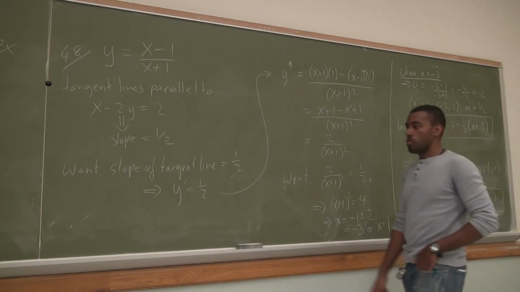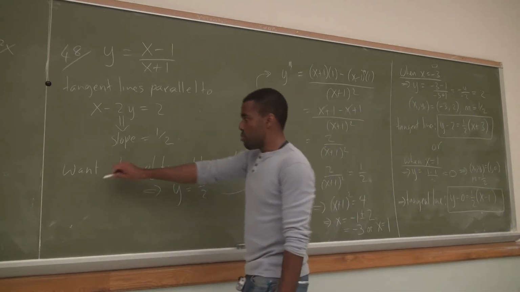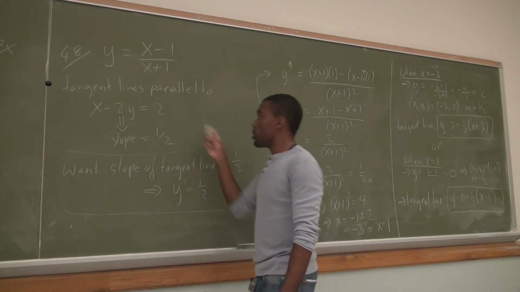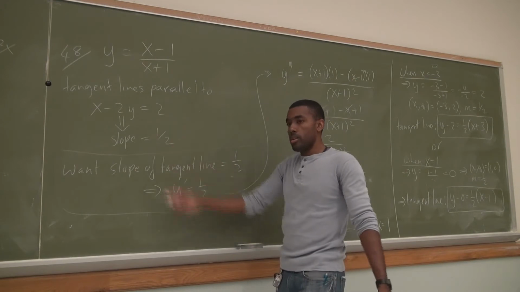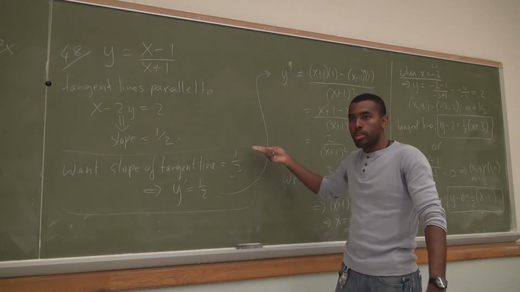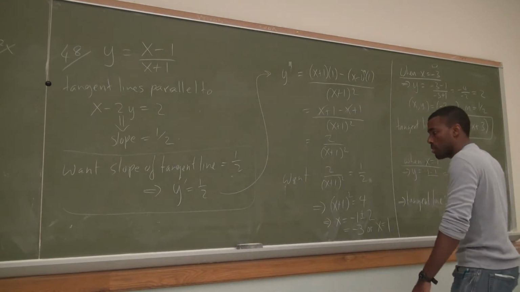Okay? So this was the important part of the problem. Here, you want the slope to be equal to whatever the slope of this is, since it's parallel. And if you wanted it to be perpendicular, of course, the slope would be minus 2 when you do the same thing.